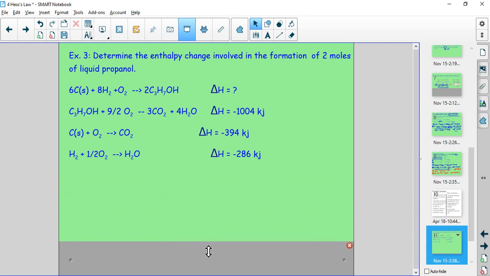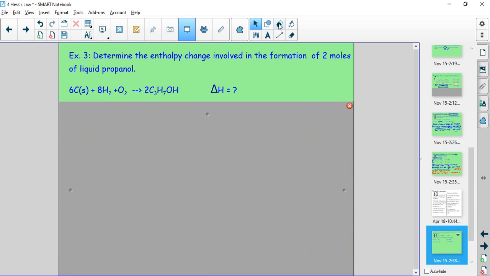Okay, so I'm probably going to need a couple of slides here, but we'll start with this. So this is our target reaction, right? We need to come up with the enthalpy here, right?